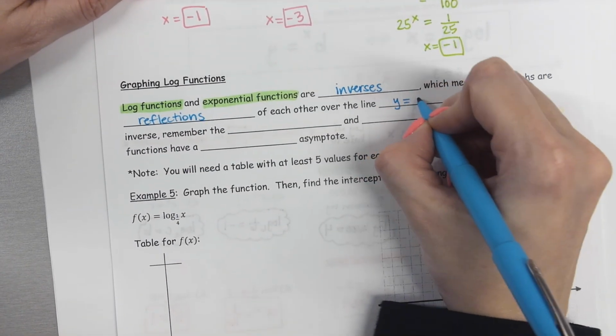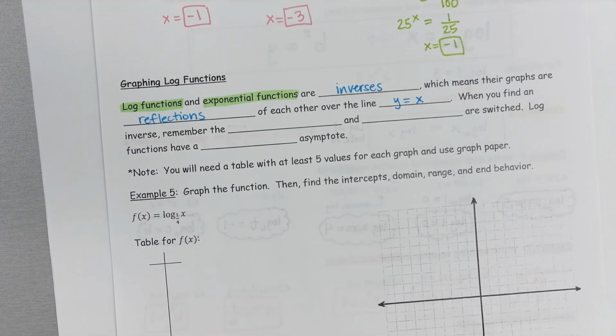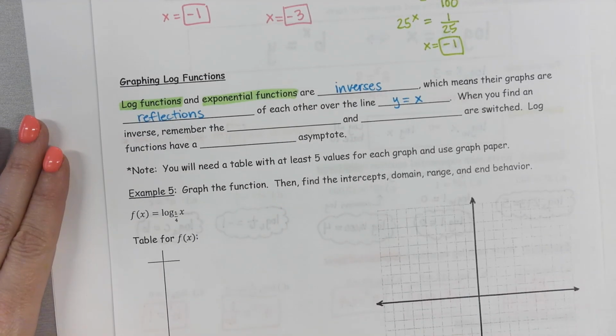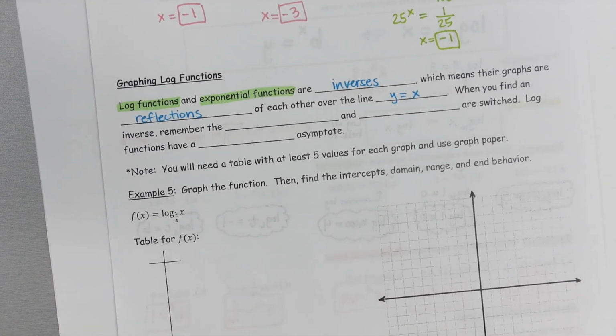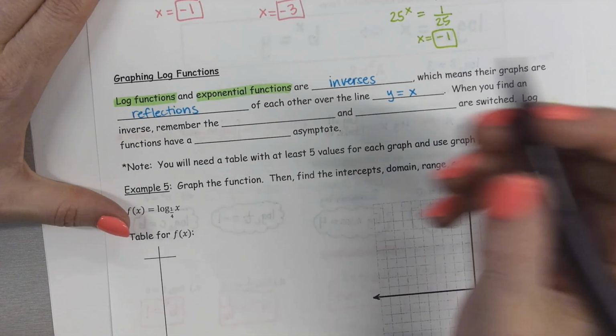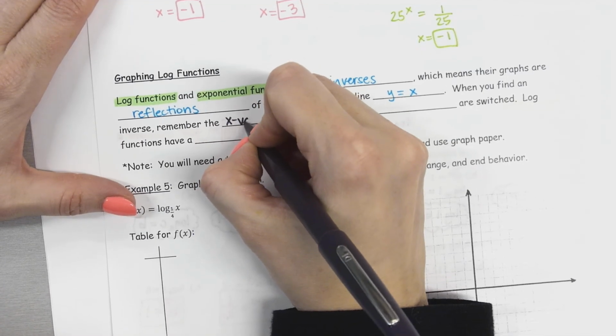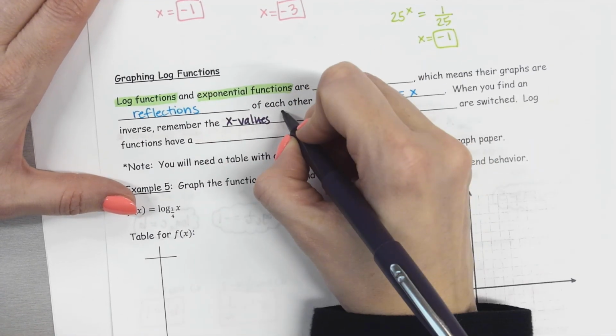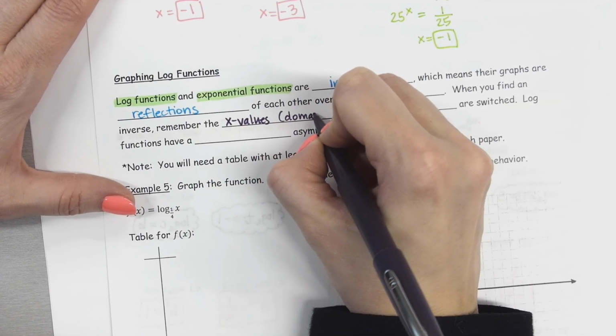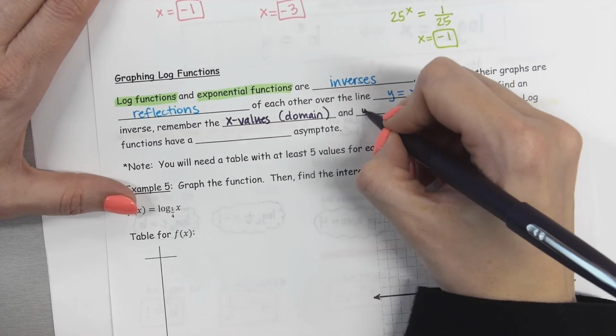Do you guys remember graphing that line of reflection? No, it was a while ago. And one other thing we talked about with the inverses is that the x values and y values switch. So if the x values switch, that means the domain switches with the range.